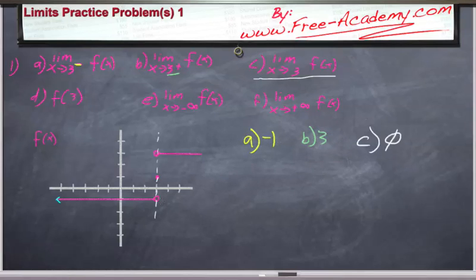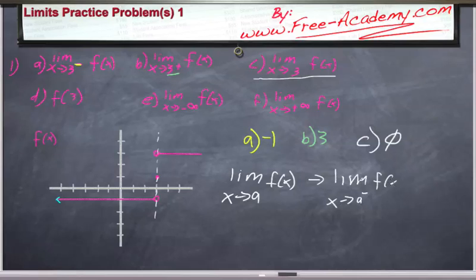Your condition for having a limit as x approaches a of f of x is that the limit as x approaches a from the negative side equals the limit as x approaches a from the positive side. And if this condition is not met, then you do not have a limit.